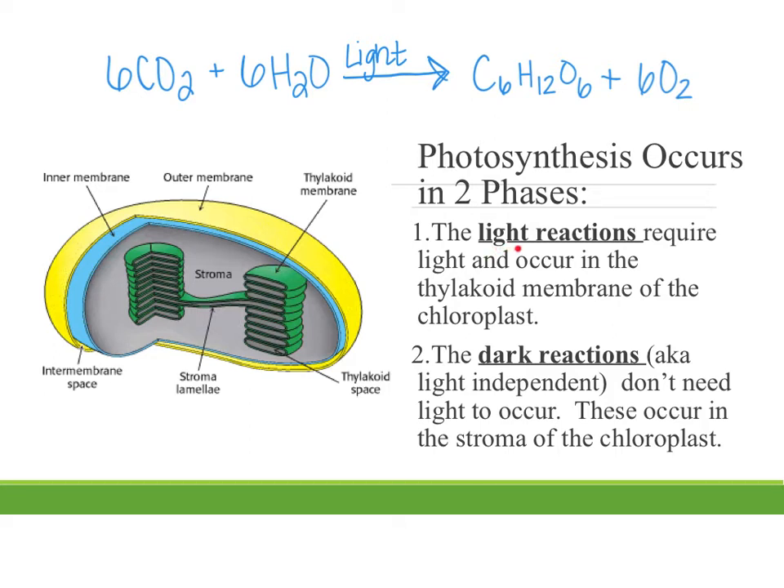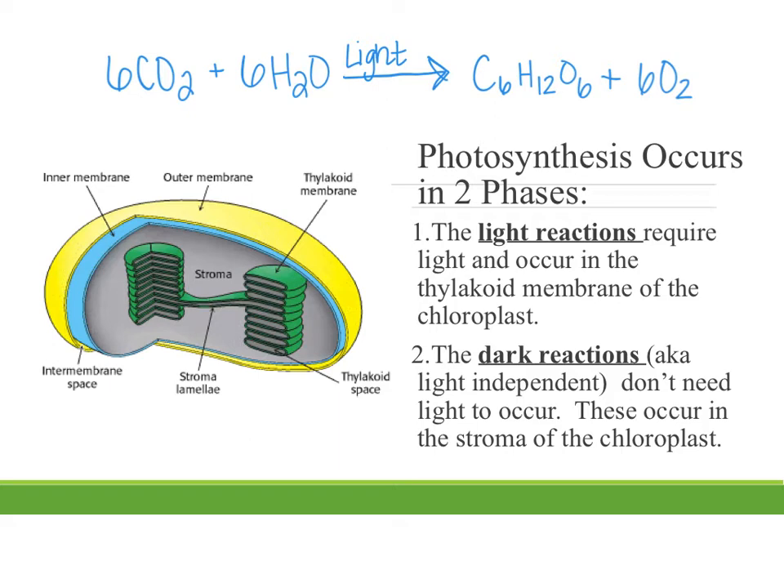So the first phase is the light reactions. These ones require light, and they happen in this structure right here called the thylakoid membrane. Here, this entire structure is the chloroplast, and inside the chloroplast, we have little stacks of thylakoids. Inside the thylakoid, we have the light-absorbing pigments, which is what's going to allow this first phase to happen.